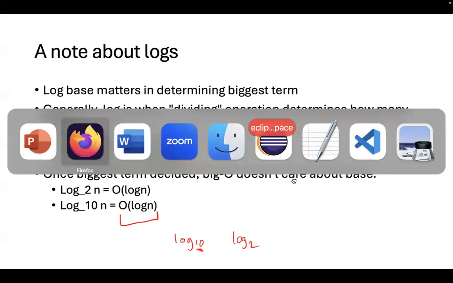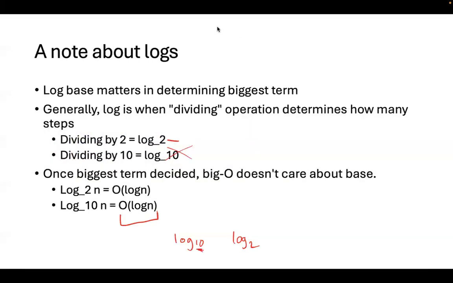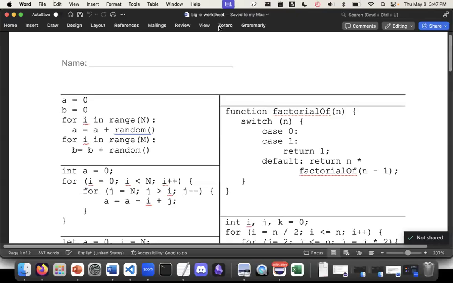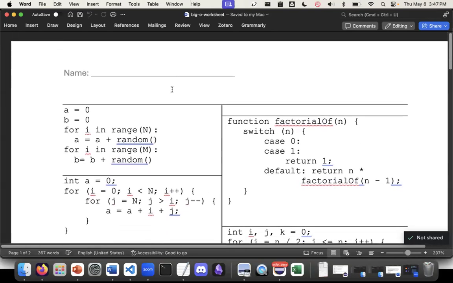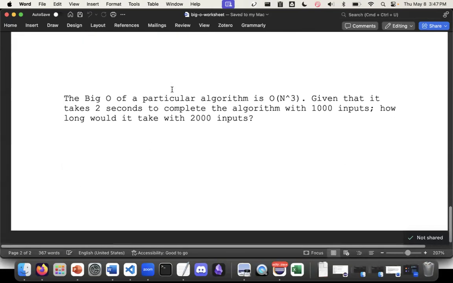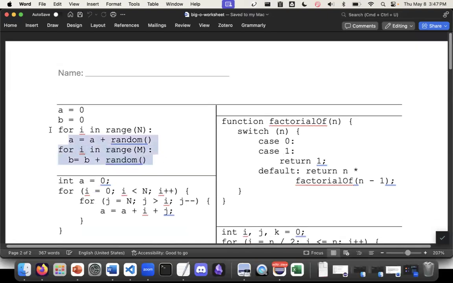Okay, so let me walk you through this worksheet. Let me pause and pull that up. Okay, so this is a worksheet that I have. I've got copies of this I'll hand out. Your job for each of these, I've given you a bunch of algorithms. Some of them are in Java, some of them aren't in Java. Your job is to read them and say, what's the complexity of this?